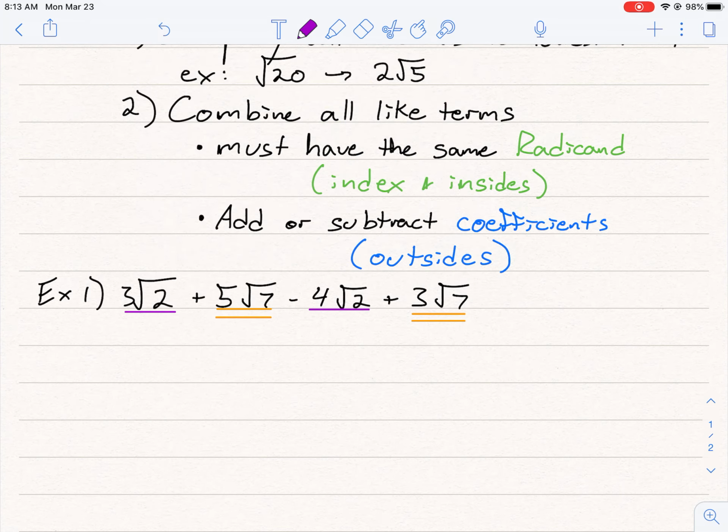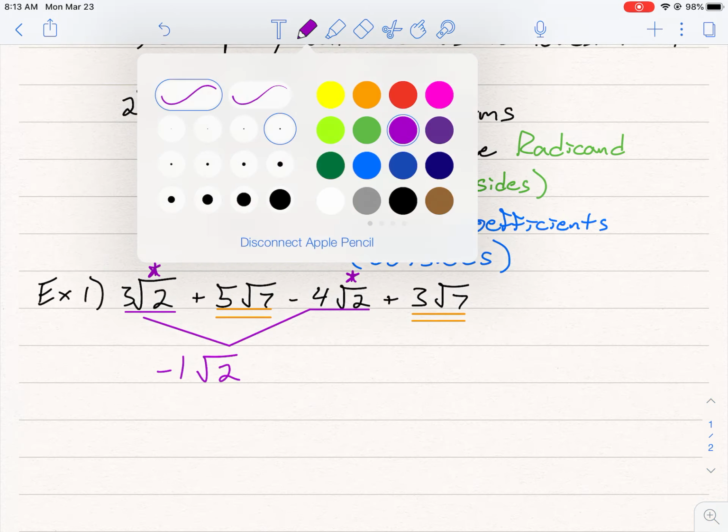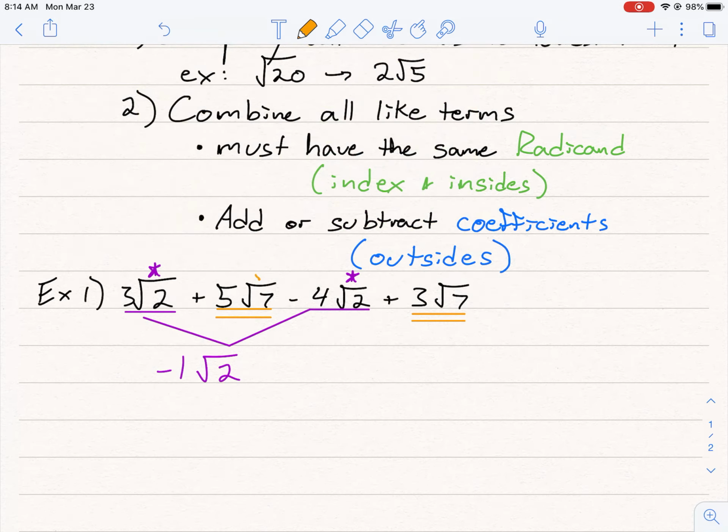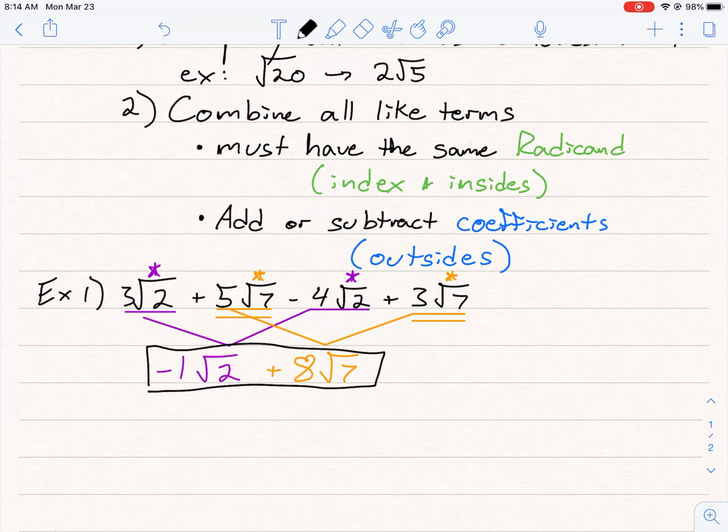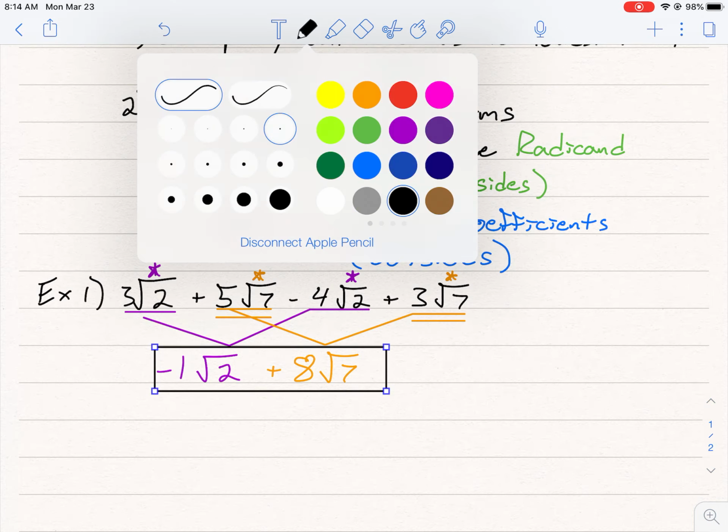So I'm going to add together the ones that have the same radical. Here we have a square root of 2. Here we have a square root of 2. So I'm going to add together the negative 4 and the 3, and that gives me negative 1 square root of 2. And then for the square roots of 7, I've got a 3 square root of 7 and a 5 square root of 7. That would give me plus 8 square root of 7. And that would be my answer. So simplifying this expression comes down to negative 1 square root of 2 plus 8 square root of 7.